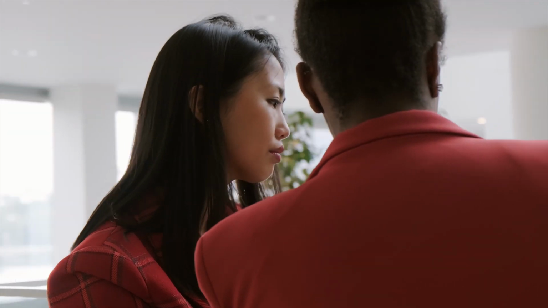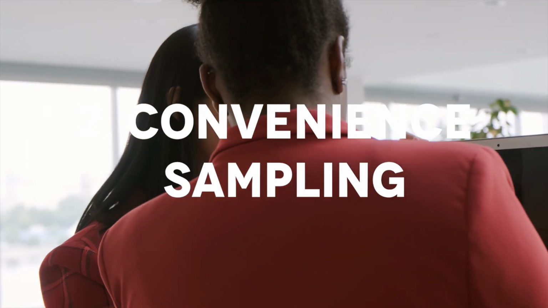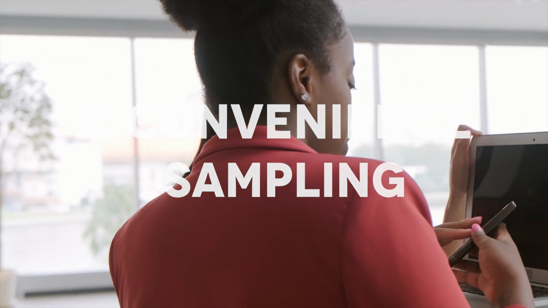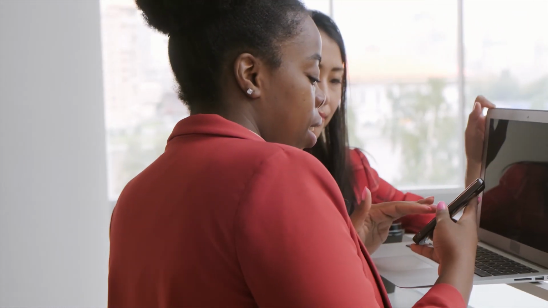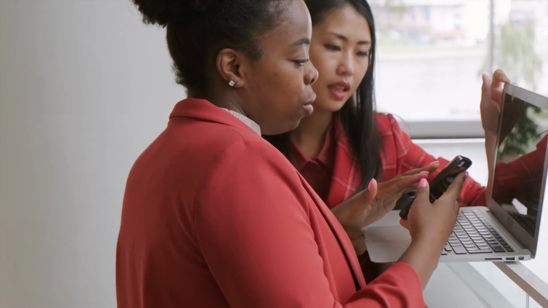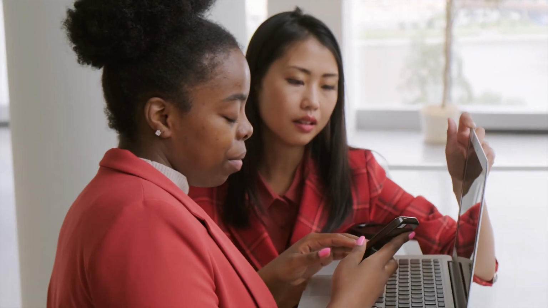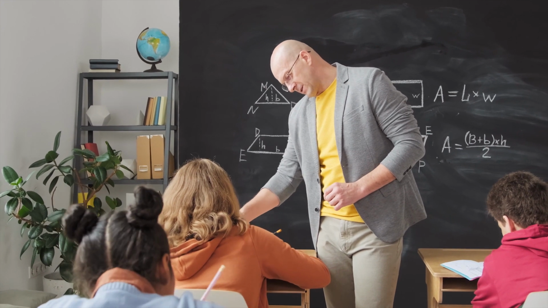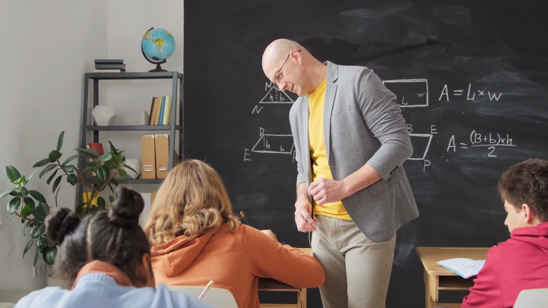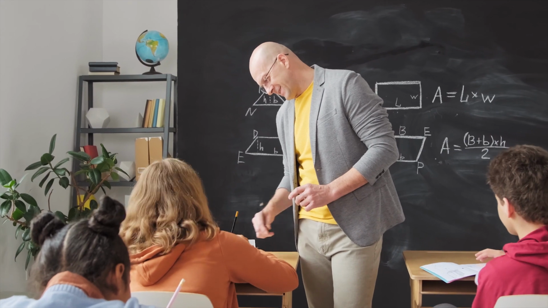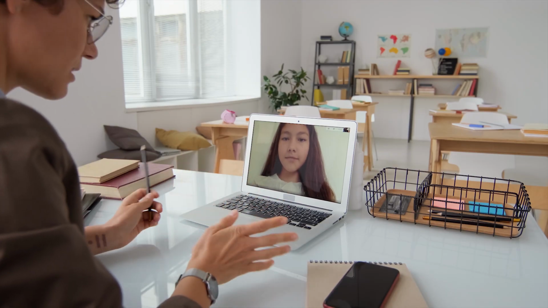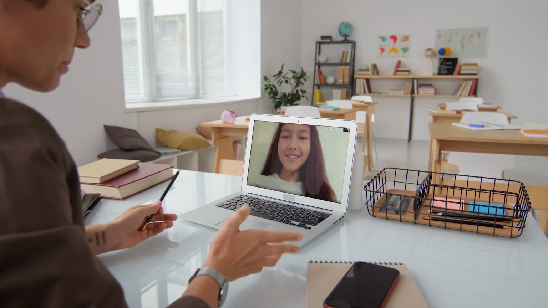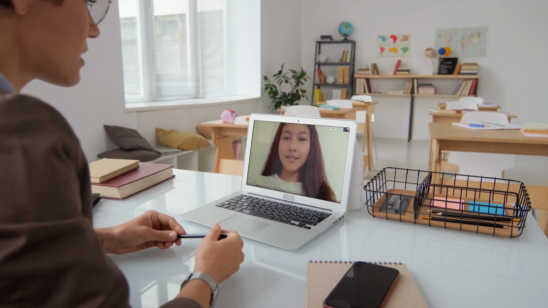Second on the list is convenience sampling. This is a sampling technique that qualitative researchers use to recruit participants who are easily accessible and convenient to the researchers. One example of this would be a teacher who wanted to examine the perceptions of teachers about a policy change and decided to utilize the schools within the district he or she worked in to recruit participants.